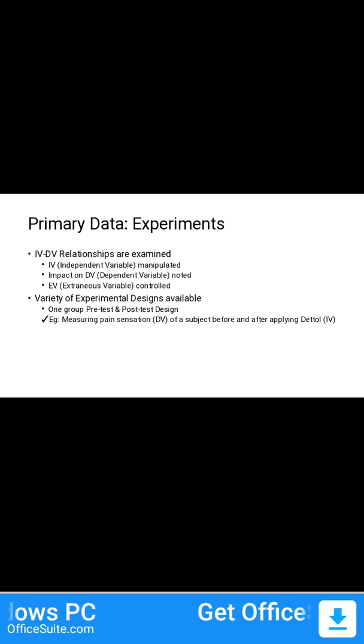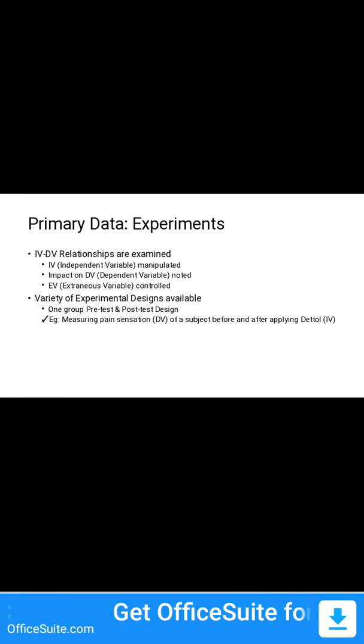You please have a look at the example. If you are trying to measure the pain sensation of a subject before and after applying Dettol, now who is the subject? I told you, whenever you are going for surveys, the person from whom you are seeking response is called the respondent. But when you go for observations or experimentation, the entity on whom you are conducting an experiment, or the entity who you are observing, that particular entity is called the subject. So here the subject is the entity on which you are conducting the experiment.